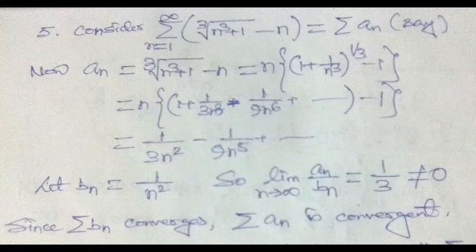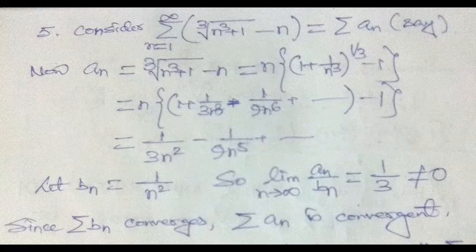So we have to use the formula of binomial expansion. Then it will be n times (1 plus 1 by 3 n cube minus 1 by 9 n to the power 6 plus so on) minus 1. After calculating and simplification, we will get a_n as 1 by 3 n square minus 1 by 9 times n to the power 5 plus so on.